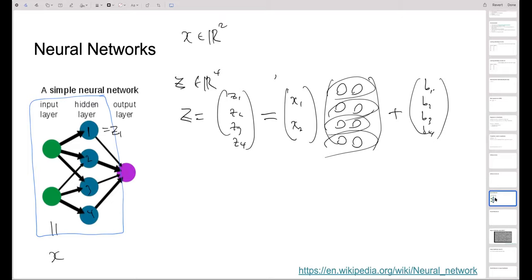We usually call this W and this B. And of course this was X, right? So in other words, Z is XW plus B, right? I think that's, let me just try to see. Yep.